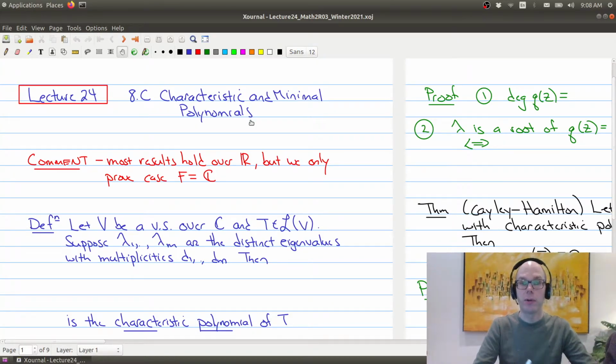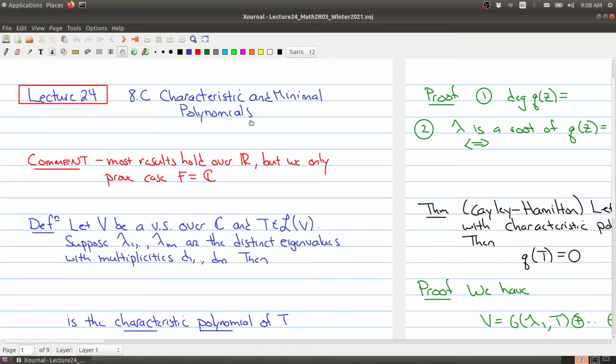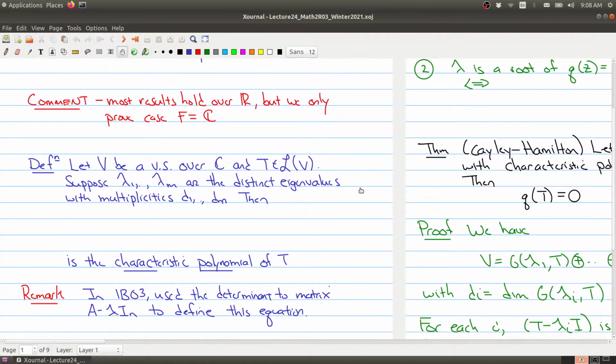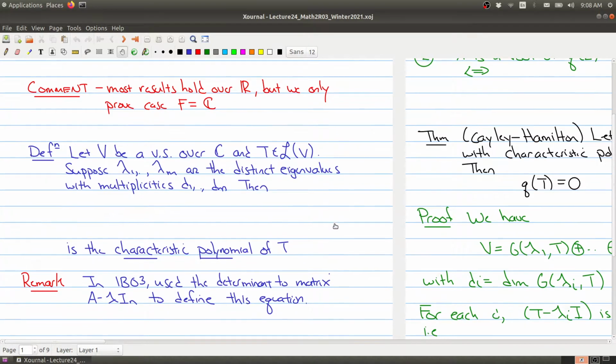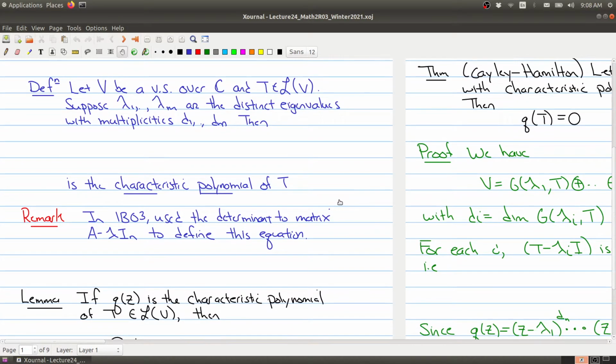And we're going to talk about an important theorem which we may not have seen before, which is the Cayley-Hamilton theorem. Now, to start off, I just want to point out that most of the results that I'm going to talk about actually hold over the real numbers, but we're going to assume in today's lecture that we're only working over the complex numbers.